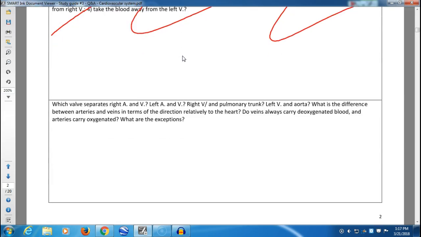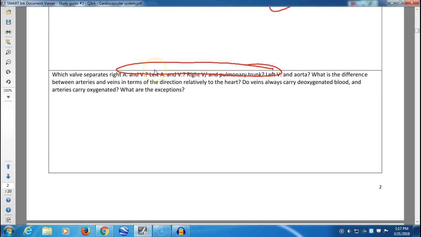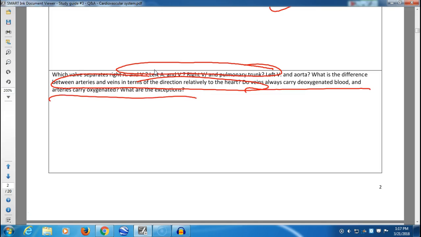So valves. Okay. Difference between arteries and veins in terms of the direction. Arteries go away from the heart, veins towards. Do veins always carry oxygenated blood? So pulmonary veins carry oxygenated blood, pulmonary arteries carry deoxygenated. That's the exception.